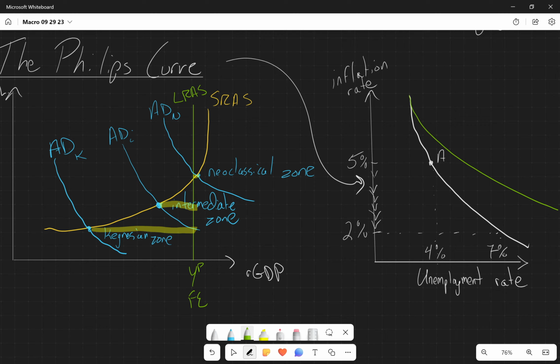But generally, it's felt that there is this negative relationship. There is this trade-off between inflation and unemployment, as a general rule.